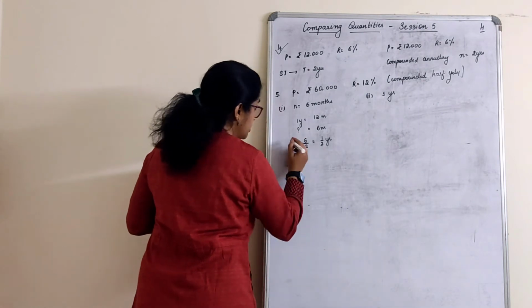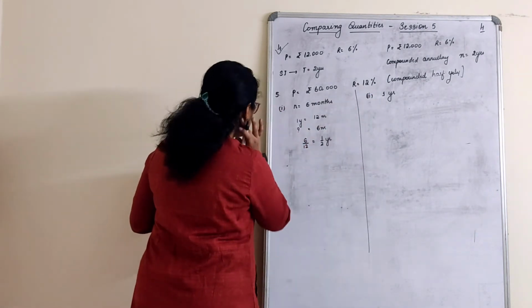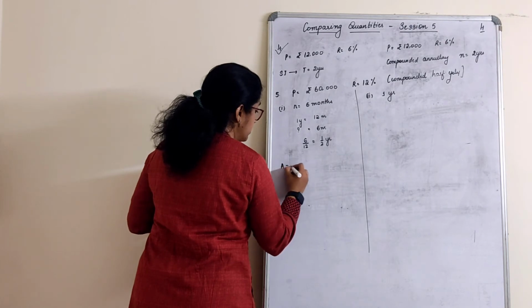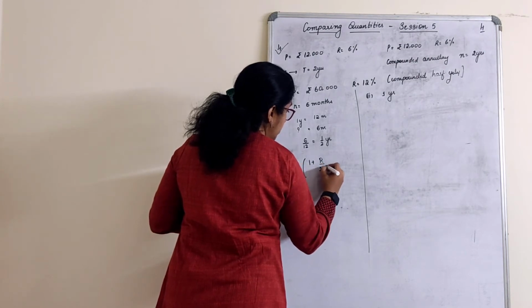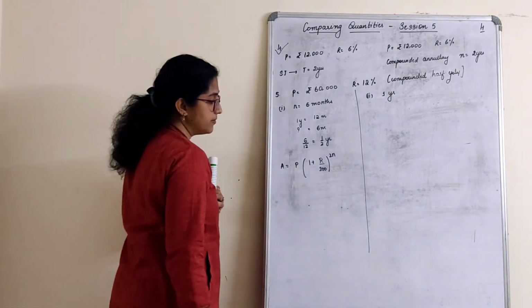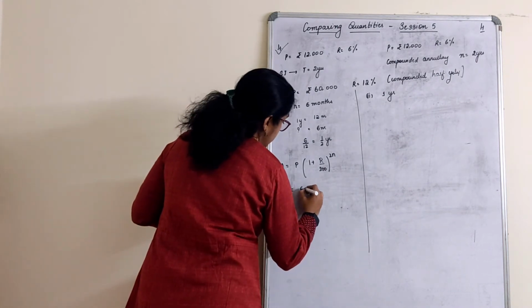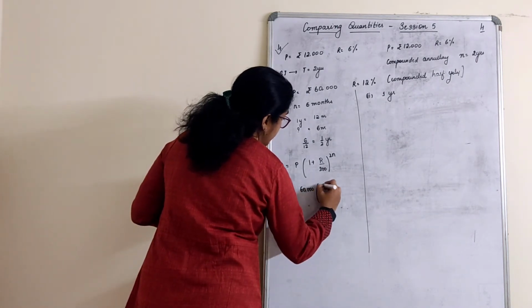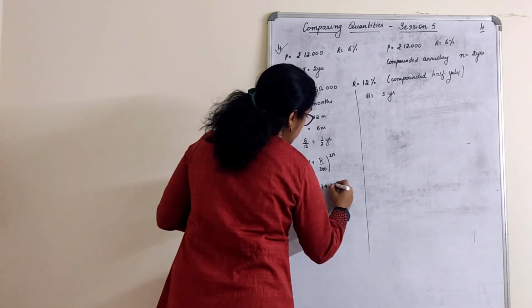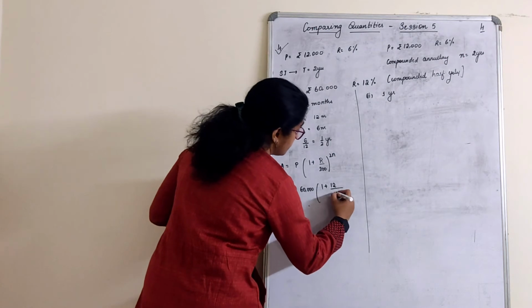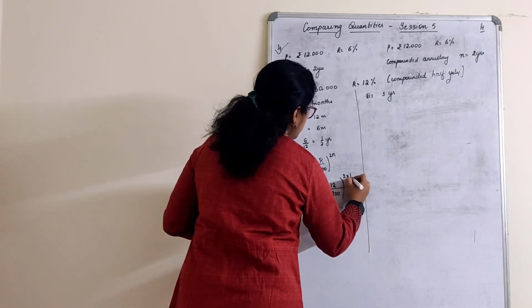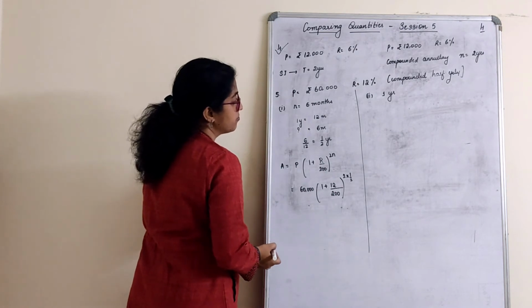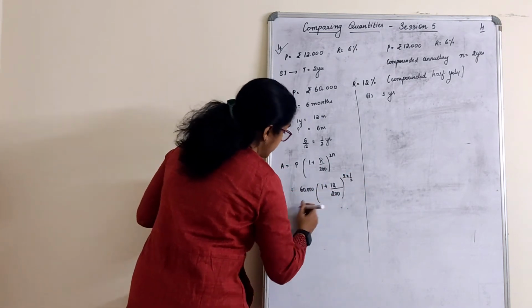So for the first part here, amount is equal to principal of 1 plus r by 200 raised to 2n. Principal is 60,000 raised to 1 plus r, which is 12 by 200, whole raised to 2 into 1 by 2. So 2 and 2 will get cancelled.